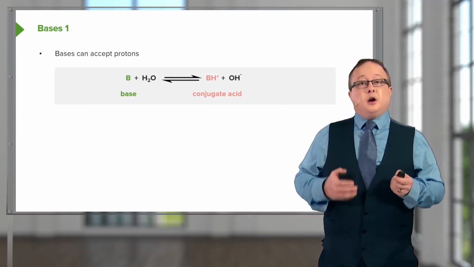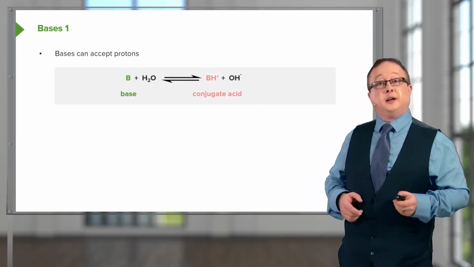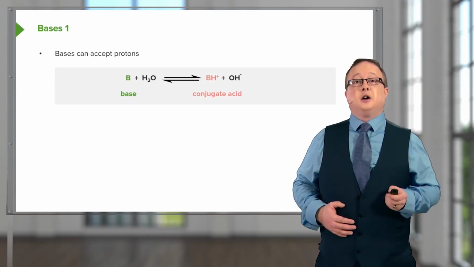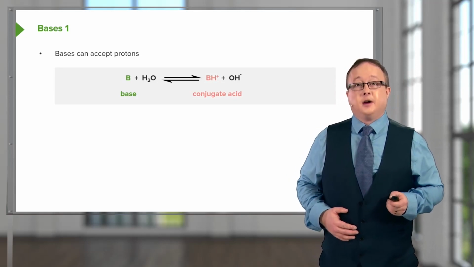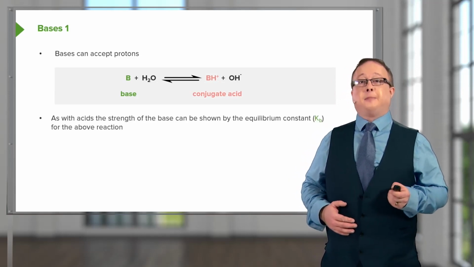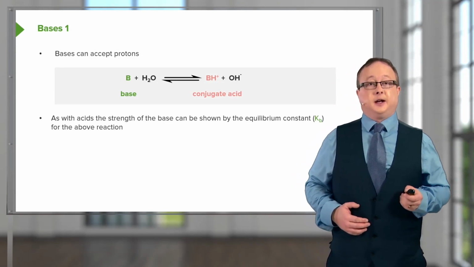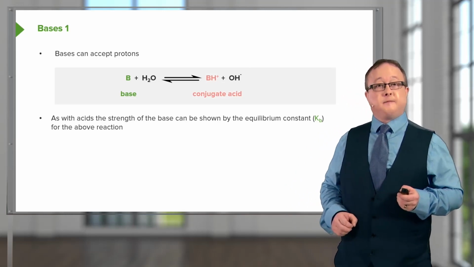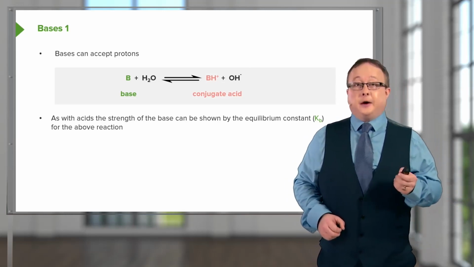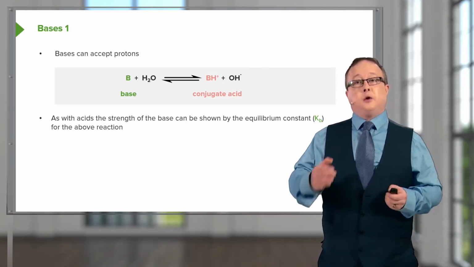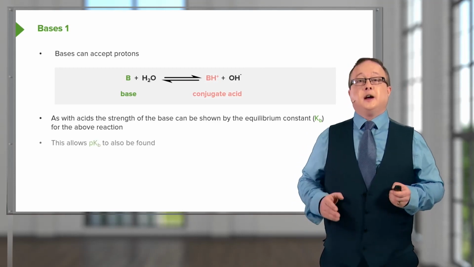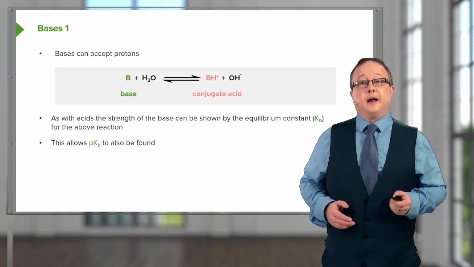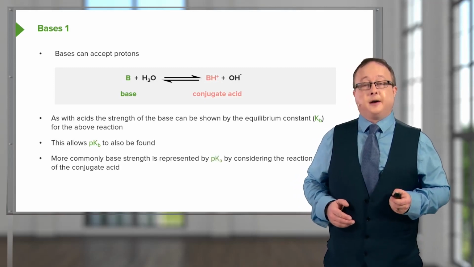a proton, resulting in the formation, as you can see from this particular equation on the board, of BH+ and OH-. Okay? BH+ being the conjugate acid in this particular case, as opposed to the conjugate base as we saw in the case of acidity. As with the acids, the strength of the base can be shown by the equilibrium constant, in this case, Kb. And this results in pKb also being able to be determined.